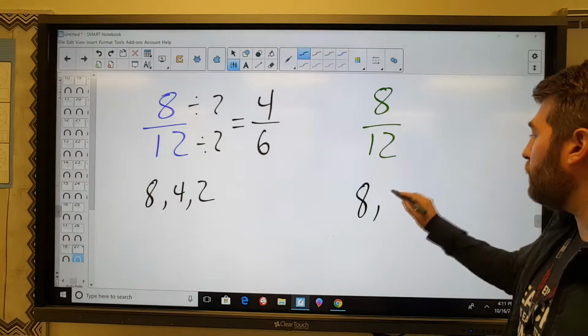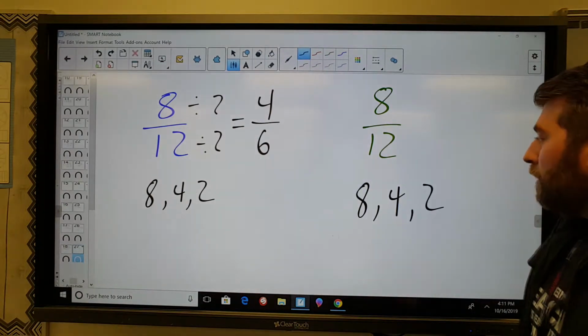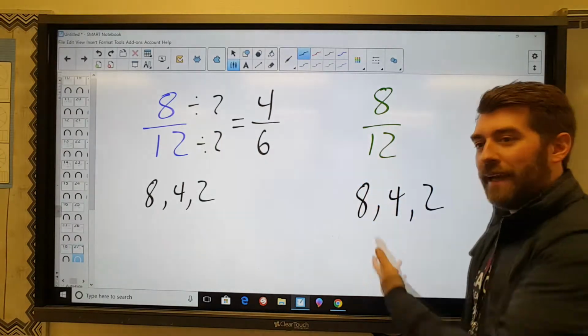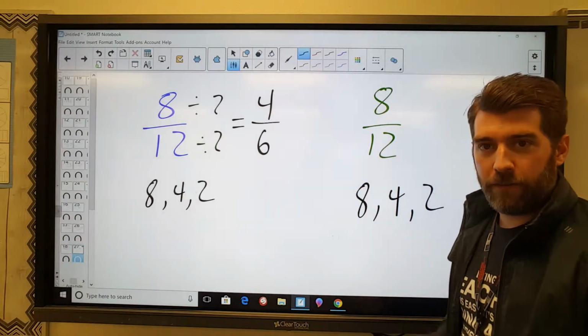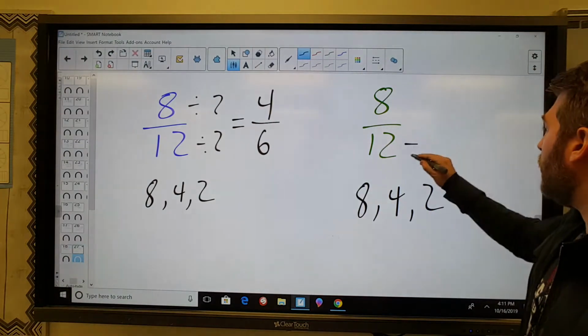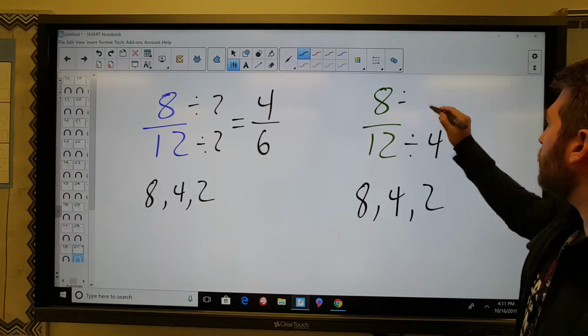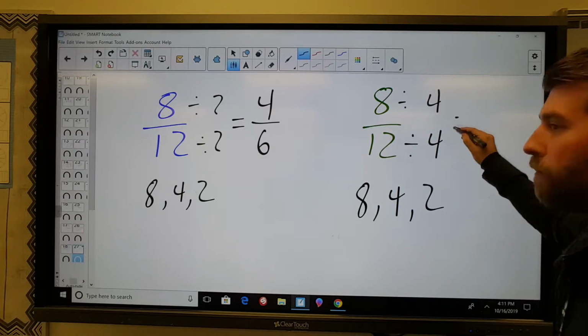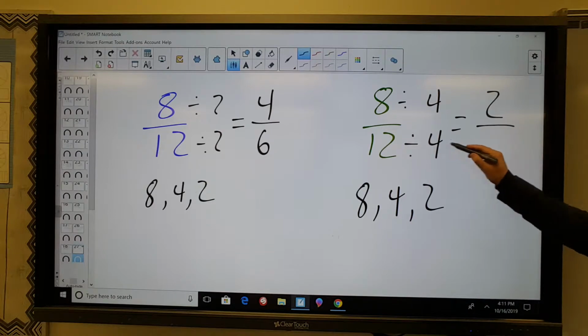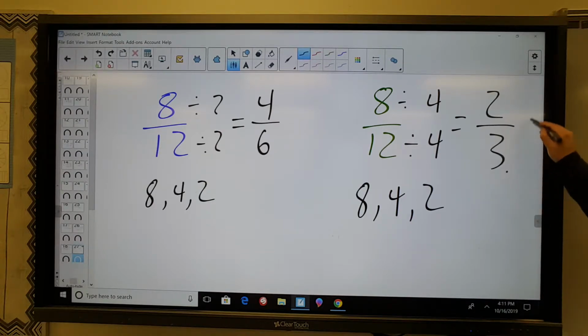Okay, now let's do the same thing over here with 8 over 12. But instead of starting with the 2 this time, I'm going to start with the 8. Now, if I divide 12 by 8, it's not going to work. You're going to get 1.5. So let's go on to the 4. Divide that by 4. Divide that by 4. 8 divided by 4 is 2. 12 divided by 4 is 3.